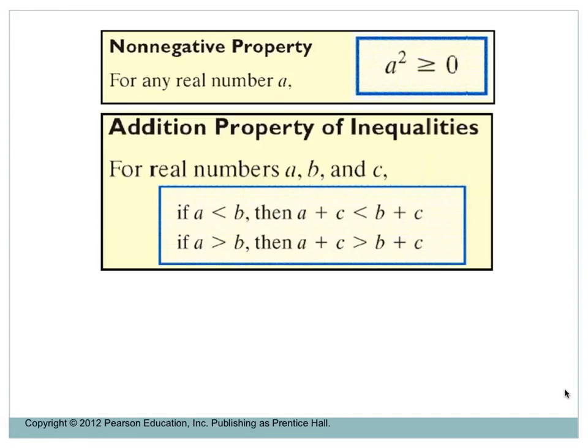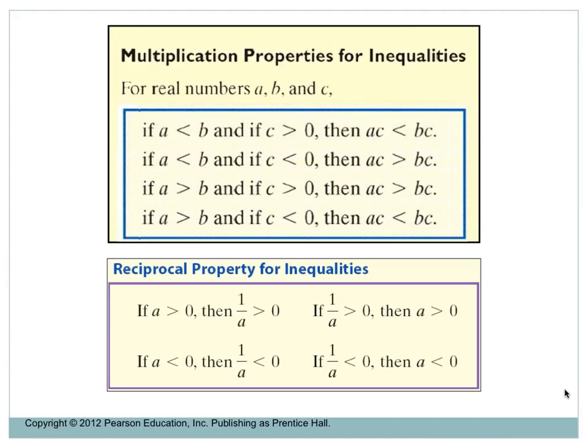Okay. So there are a couple of properties that are going to be useful. Non-negative property just says that a squared is going to be greater than or equal to 0 for any real number a. And then addition property of inequalities basically just says that you can add something to both sides and you will keep the inequality going in the same direction. So you're allowed to add any real number to both sides of an inequality without changing the direction.